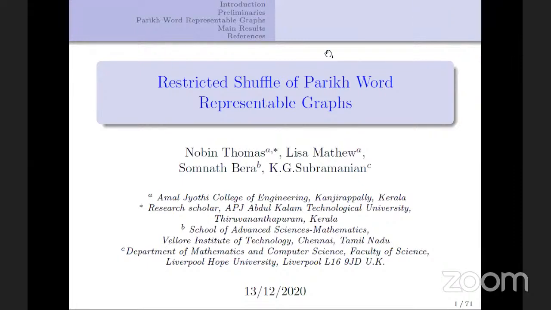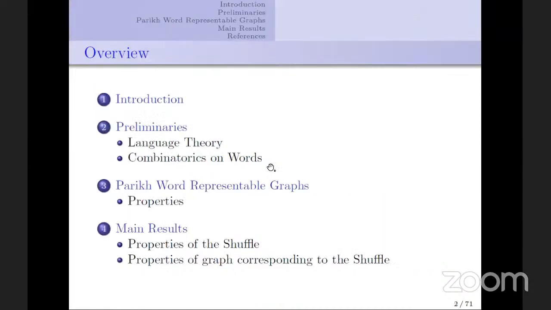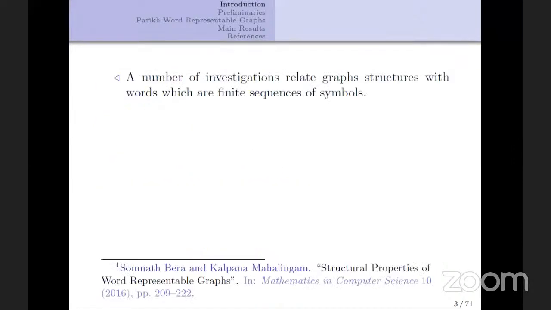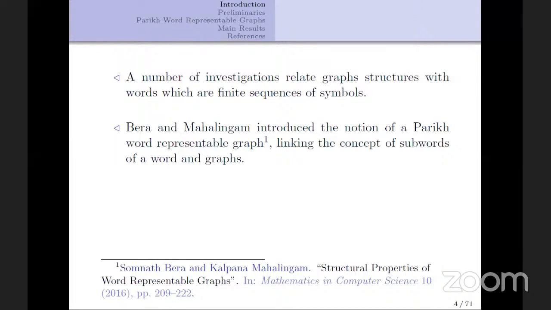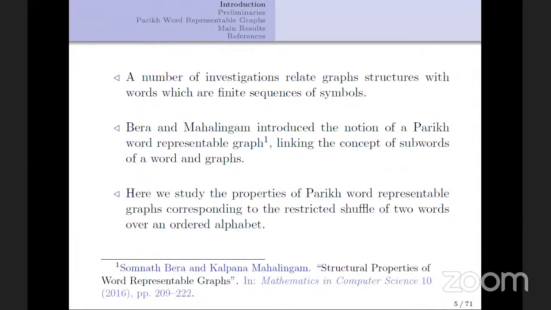Good afternoon, all. I am Nobin Thomas. Dr. Lisa Mathew is my supervisor, and our topic of presentation is restricted shuffle of Parikh word representable graphs. It's joint work with Somnath Behra and K.G. Subramanian sir. This is an outline of the presentation. Word representable graph is a young, promising research area which relates graph structures with words, which are finite sequences of symbols. In 2016, Somnath Behra and Kalpana Mahalingam introduced the idea of Parikh word representable graphs by linking the concept of subwords of a word and graphs.